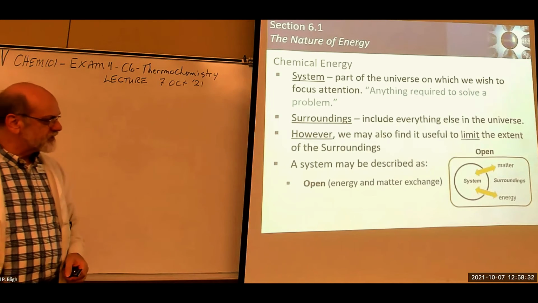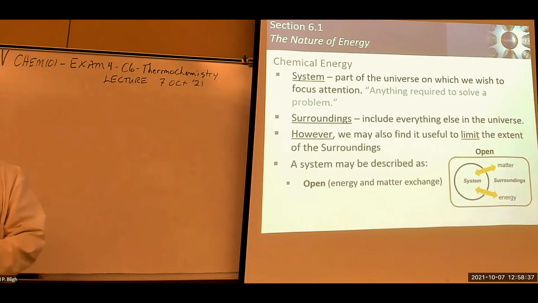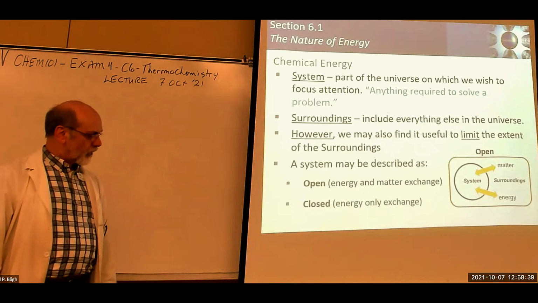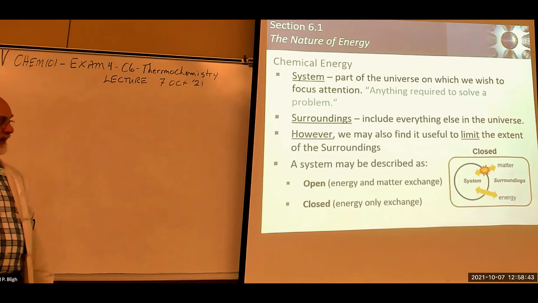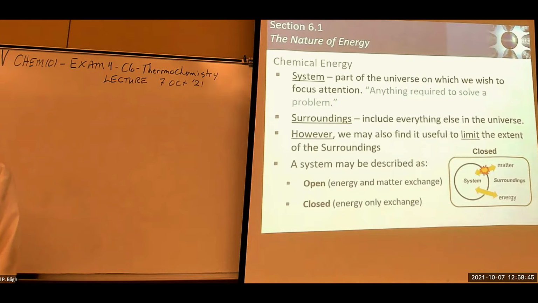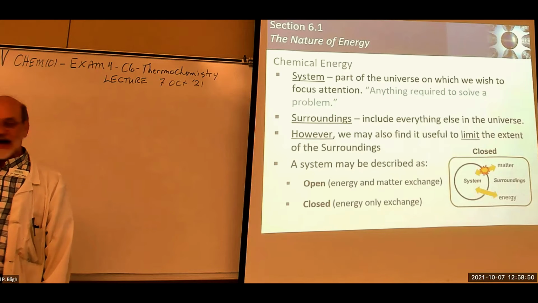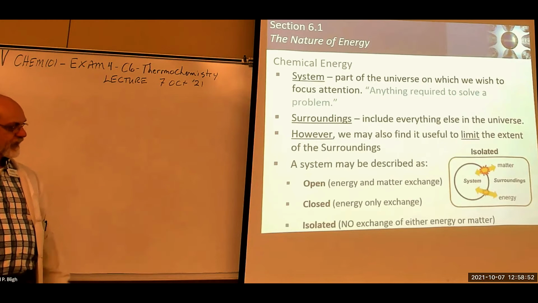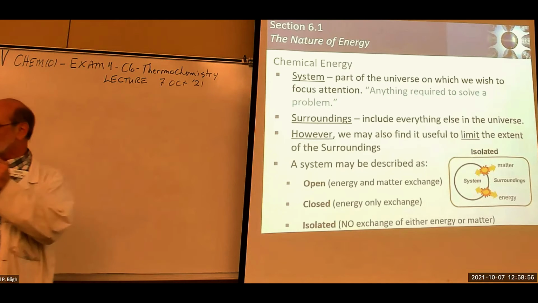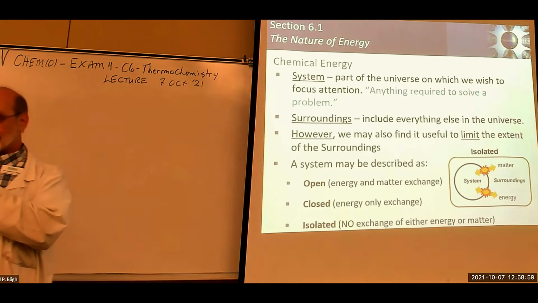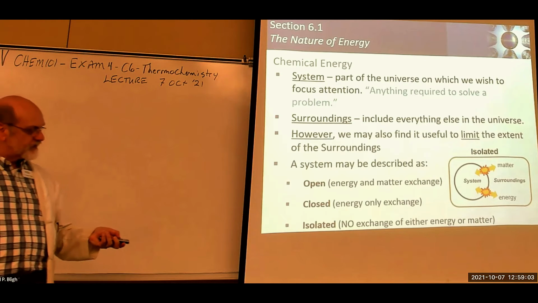The other possibility is we don't let matter cross the boundary, only energy. We don't let matter go across that boundary. Okay? And then you'll never guess what the third one is. Neither one of them can cross. And that's called an isolated system. So when the system has a boundary around it through which matter or energy cannot pass, neither one of them, then we have an isolated system.